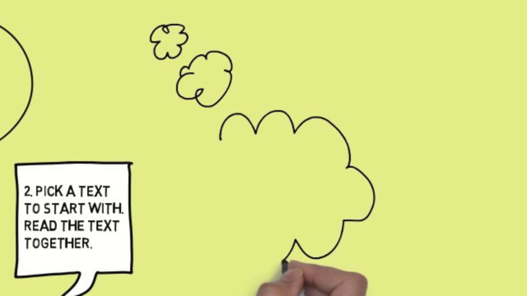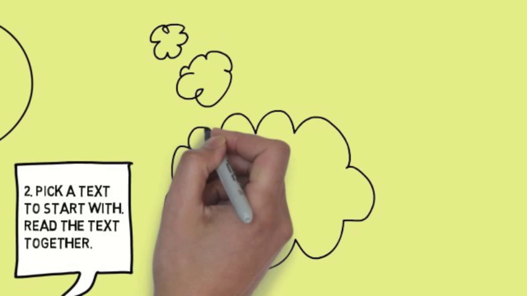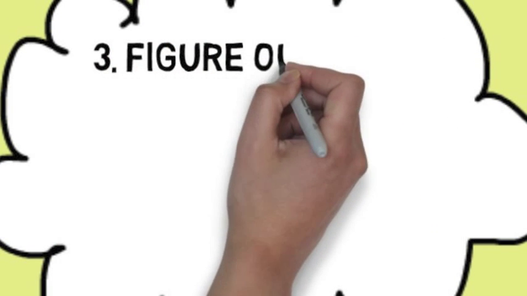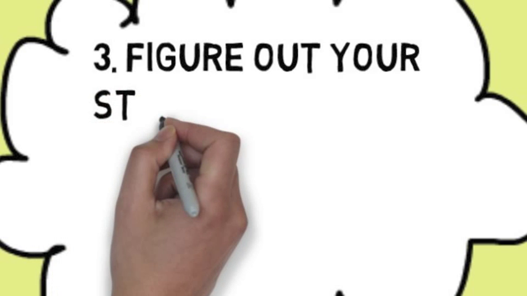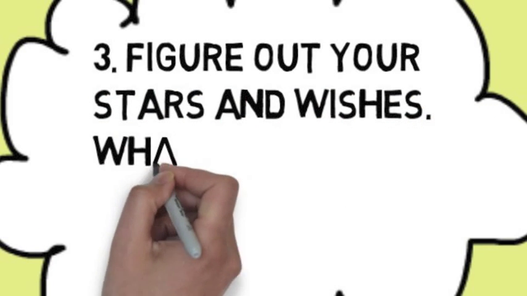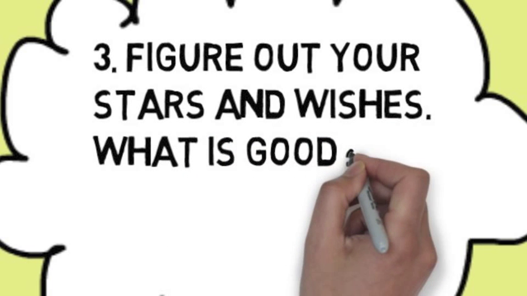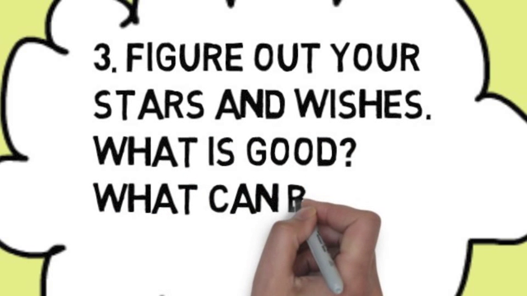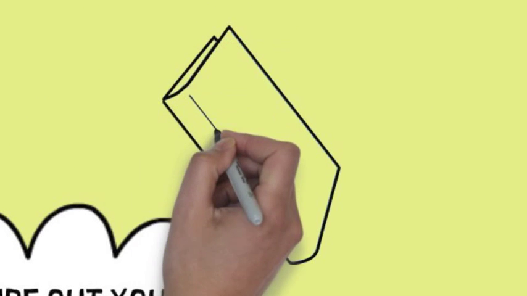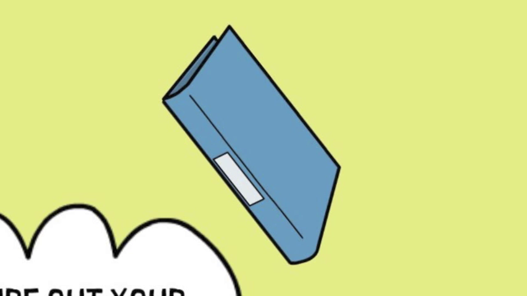Step 3 is the major process of this lesson. Now you need to start to figure out what are the stars and the wishes that you have for the text you just read. What do you think is particularly good about this text? What do you think could be improved? Remember to use the list that we made together. I hope you still have your copy in your binder.